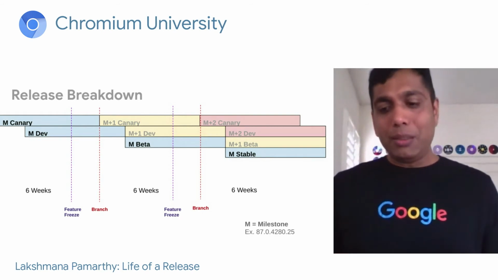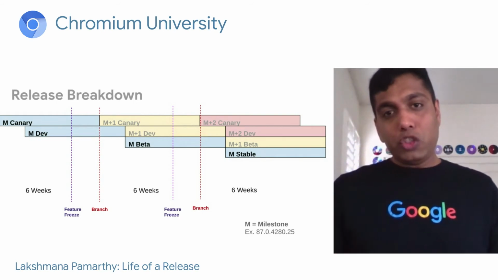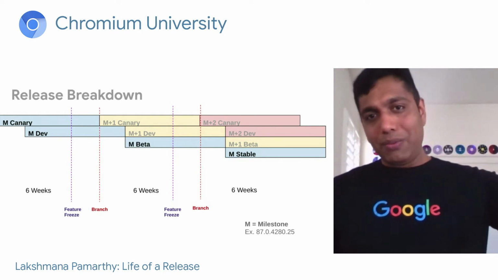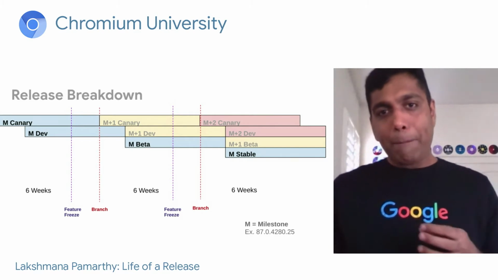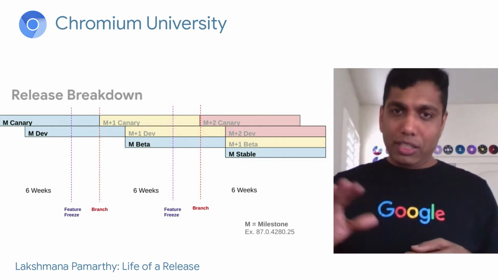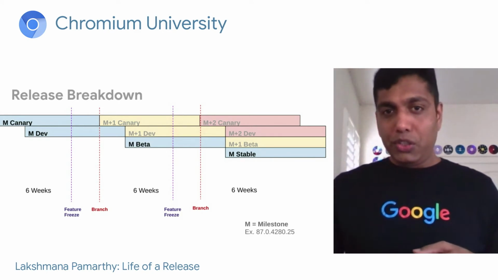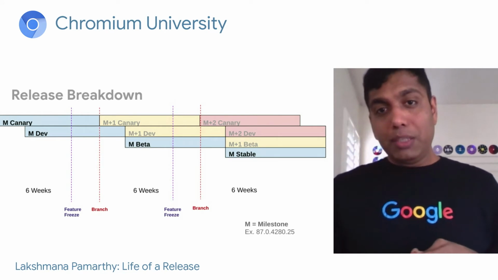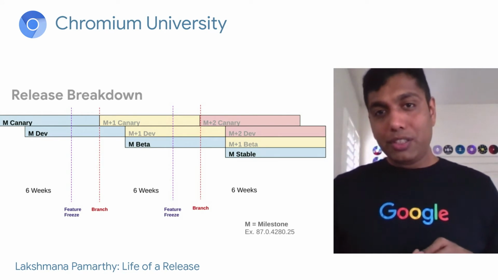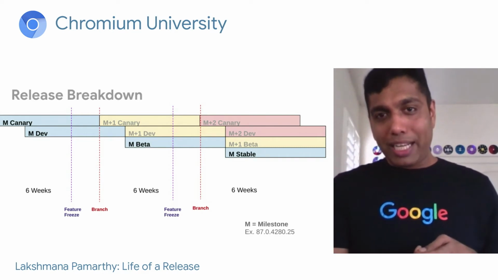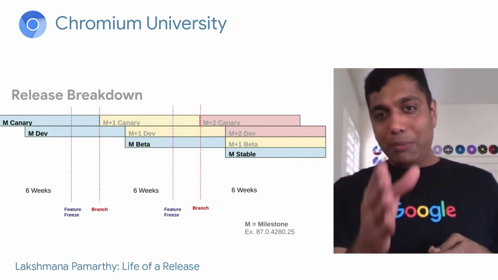So we would say, now we are in the branch, now we promote to a beta. And at the same time, we also promote to the dev for the next milestone. So you can see the M beta and the M+1 dev happening together. That's what happens as we go into the branch. Now, as the betas are heading out, there will be a time when the next milestone hits the feature freeze and then the branch. So those cycles keep rotating.